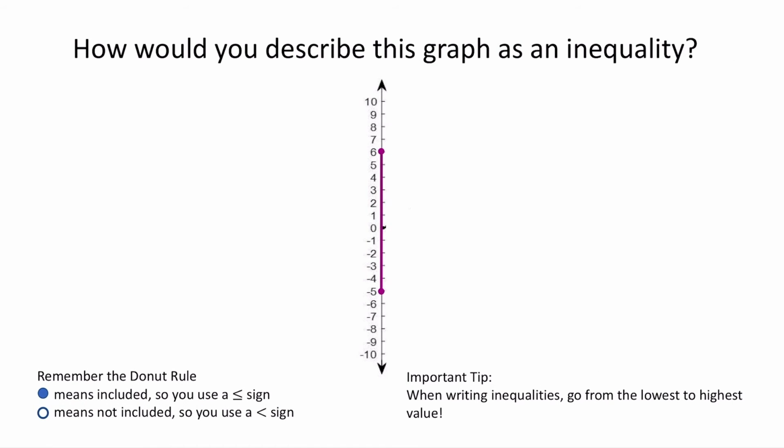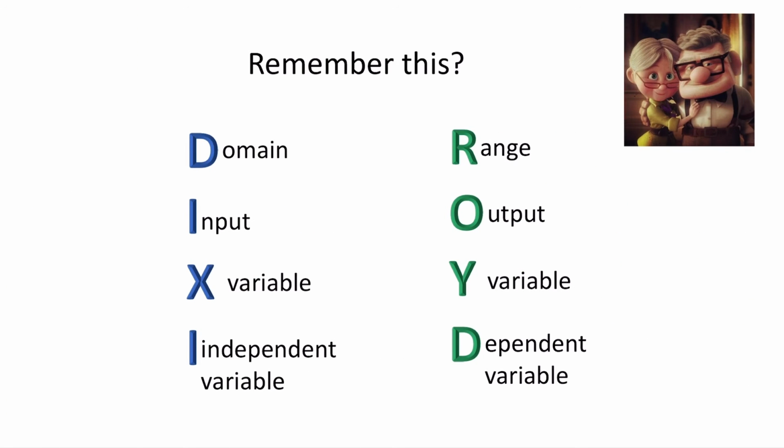So in this problem, let's imagine this is our y-axis. When I go from lowest to highest, I'm going to say -5 to 6. And I'm going to put y in the middle. -5 is going to be included, so we're going to do a less than or equal to. And then 6 is going to be included, so we're going to do a less than or equal to. So don't forget Dixie-Royd. That tells you that domain is x, and then it tells you that range is y.